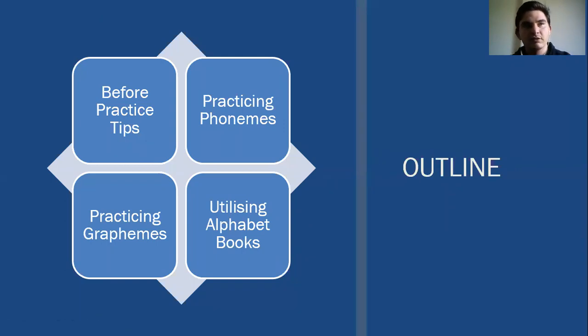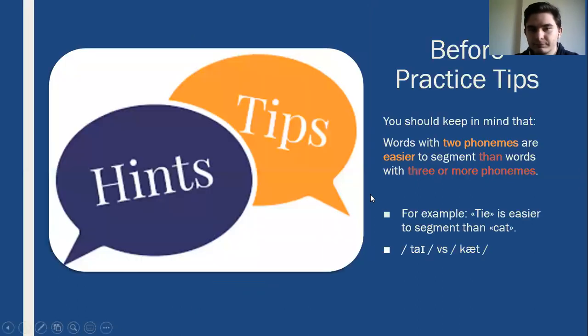What we're going to focus on today is practicing what we have learned so far. We are going to be practicing phonemes and graphemes. In general, we're also going to be talking about how we can apply these practices to the kids that you're trying to teach. Before practicing, I'm going to give you some tips on how to apply these practices to your teaching. After those tips, we're going to look at practicing phonemes and graphemes. And at the very end, we're going to look at how we can utilize alphabet books. So let's start with the before-practice tips.